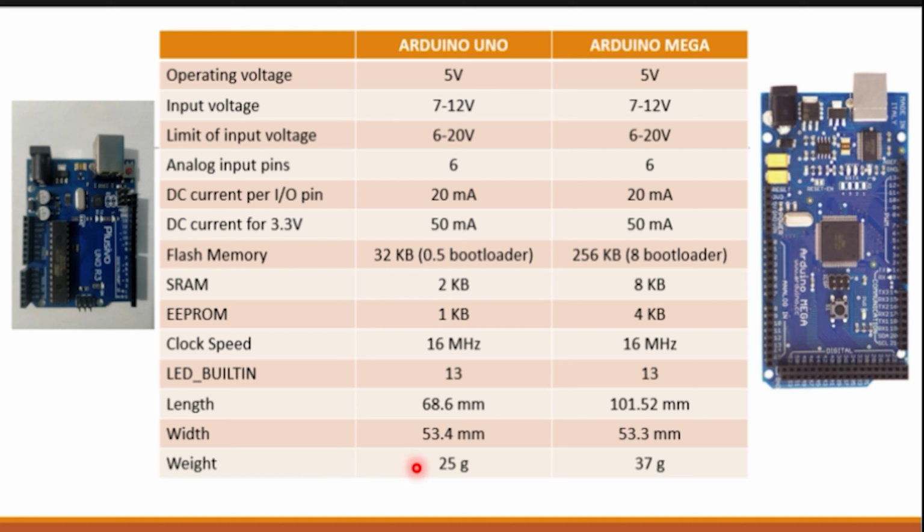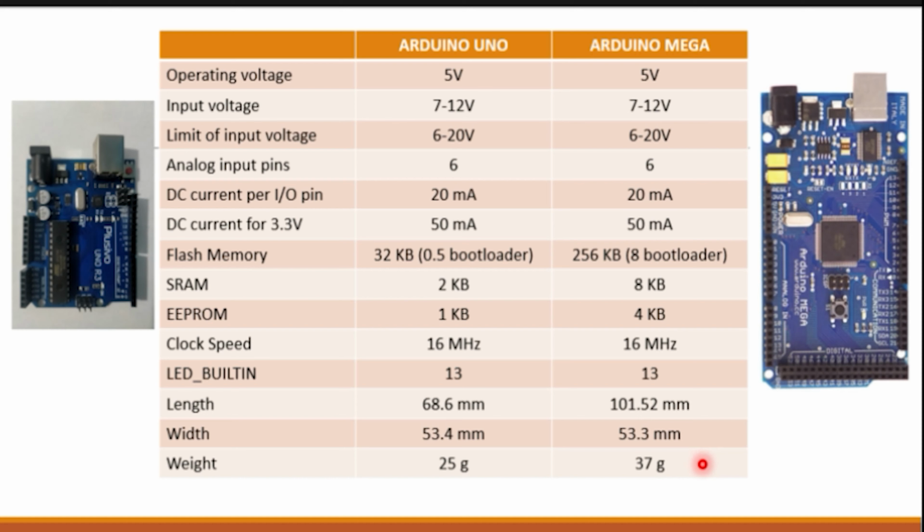The Arduino Uno has a length of 68.6 mm, a width of 53.4 mm, and a weight of 25 grams, while the Arduino Mega has a length of 101.52 mm, a width of 53.3 mm, and a weight of 37 grams.